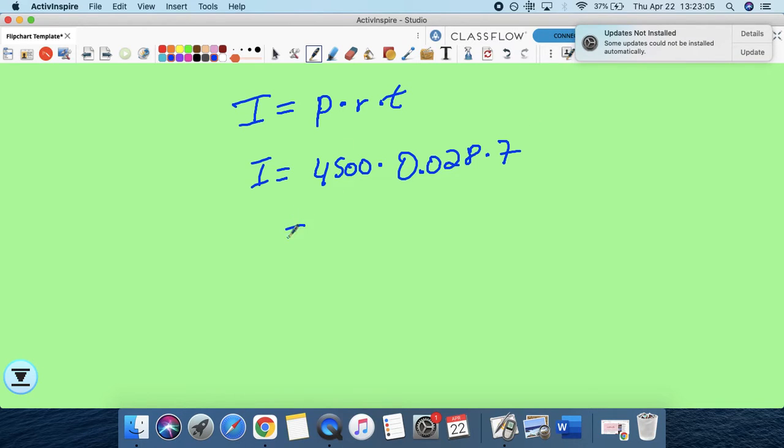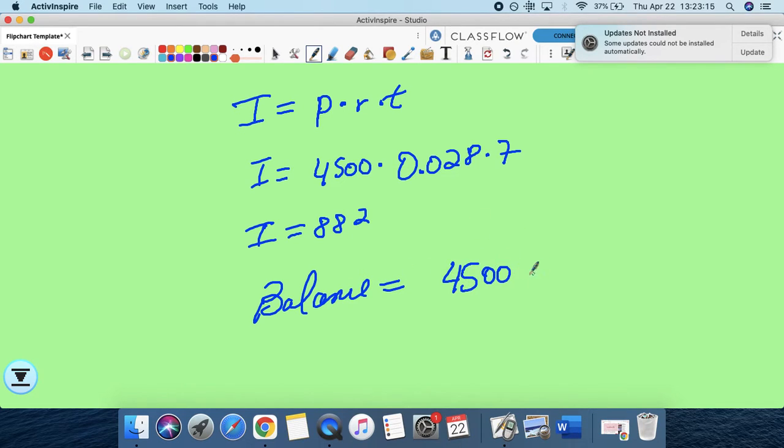A ver, multiplique. So, she's going to make $882. So how much money does she have in total? Well, ¿cuánto dinero tiene total en la cuenta? The 4,500, el 4,500 que depositó, plus the interest, right? So the total that she has is 5,382. Ganó mucho dinero, ¿no?